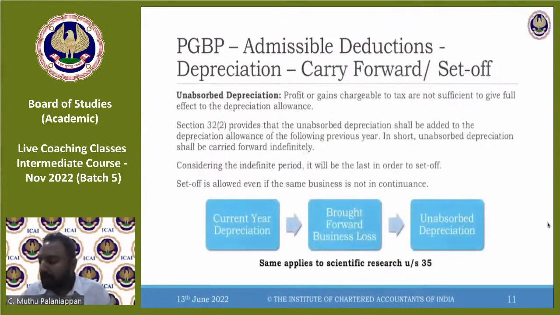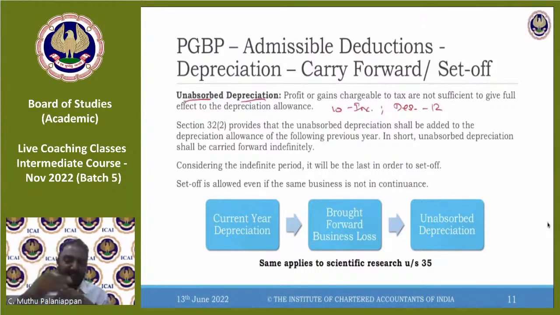The last area that we'll understand in depreciation is what about the carry forward set off? You call this depreciation unabsorbed. So what do you mean by that? When you don't have sufficient profits, let's say my income is 10, but my depreciation is 12. So my depreciation is higher than the profit itself. I don't have sufficient profits to claim allowance of my depreciation.